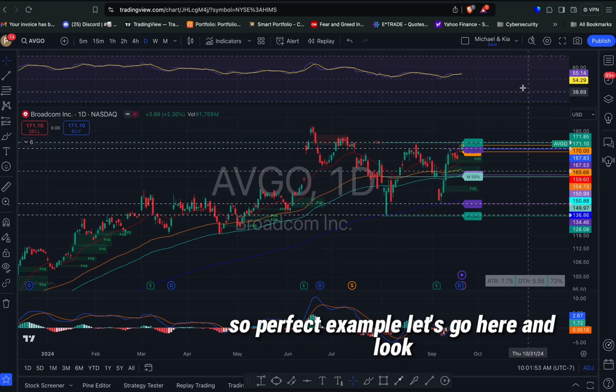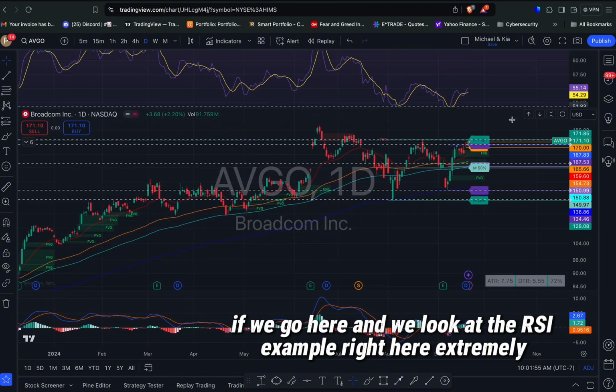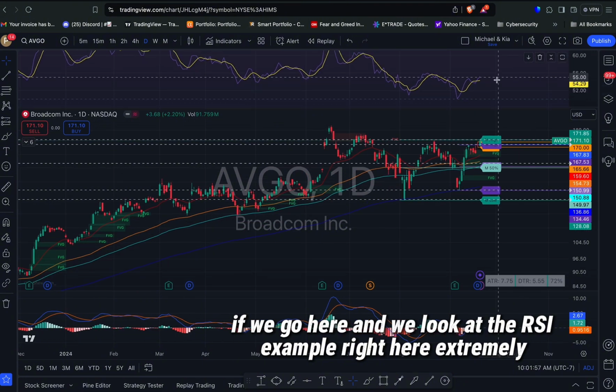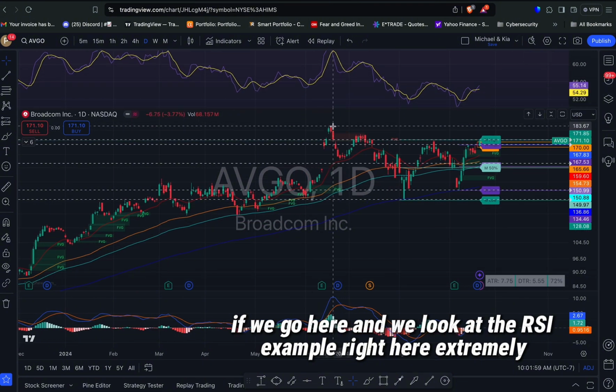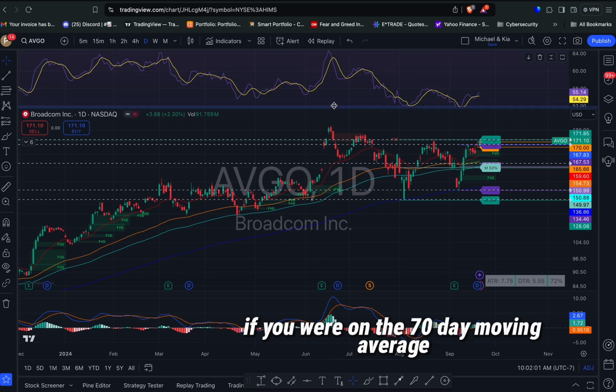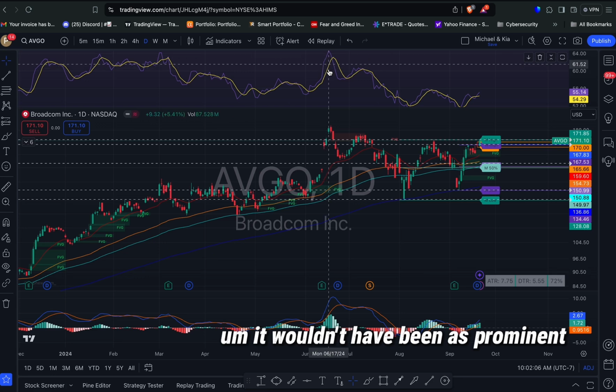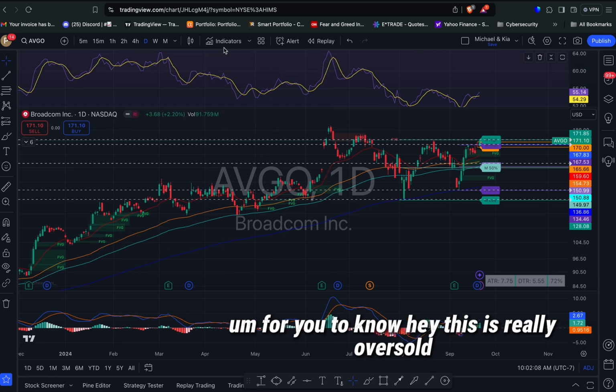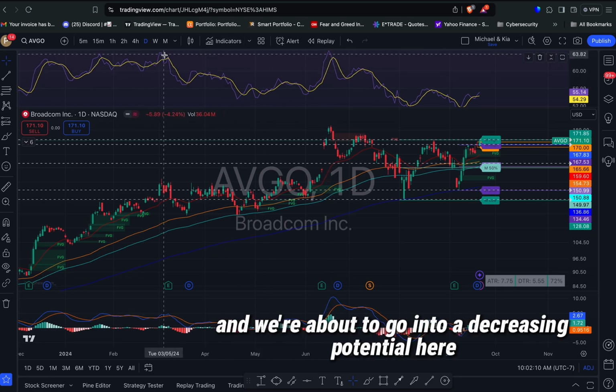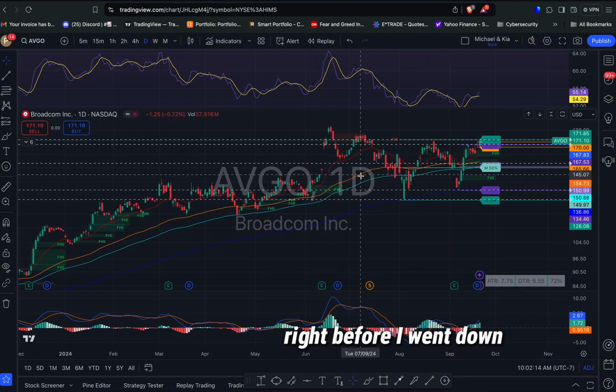So perfect example. Let's go here and look at the RSI example. Right here, extremely oversold. If you were on the 70-day moving average, it wouldn't have looked like this spike. It wouldn't have been as prominent for you to know, hey, this is really oversold and we're about to go into a decreasing potential here. Same with here, boom, right before it went down.